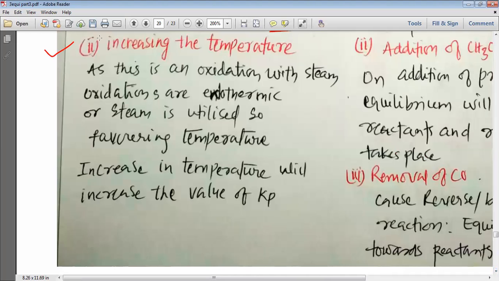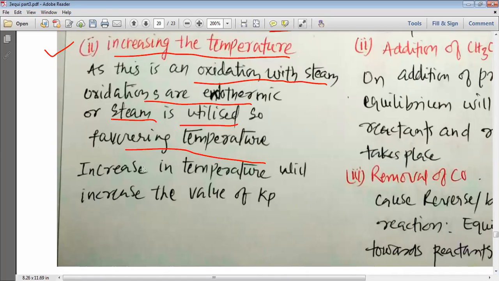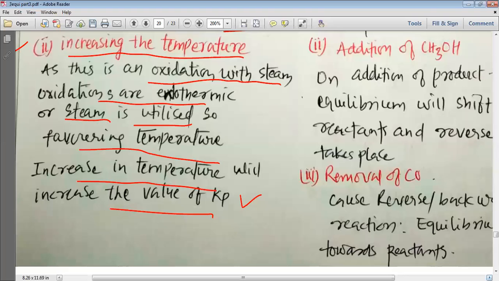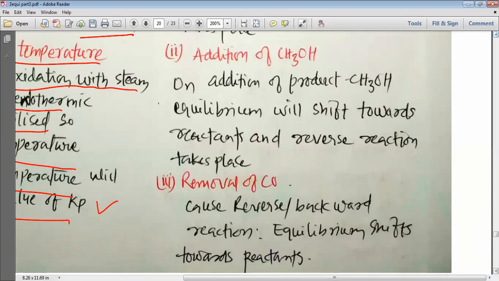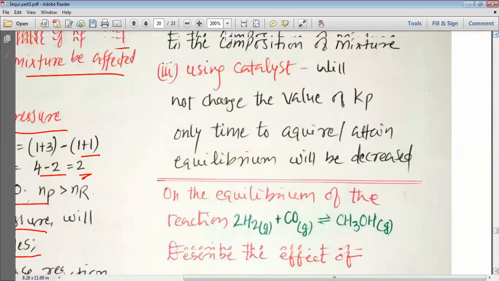Now we want to understand the effect of increasing temperature. As this is an oxidation with steam, my dear students, oxidations are exothermic in nature or steam is utilized, so it favors the temperature, and therefore increasing temperature will increase the value of Kp. So when we increase the temperature, the value of Kp will be increased. We are already aware that these equilibrium constants are temperature dependent and their value generally increases when the temperature increases.